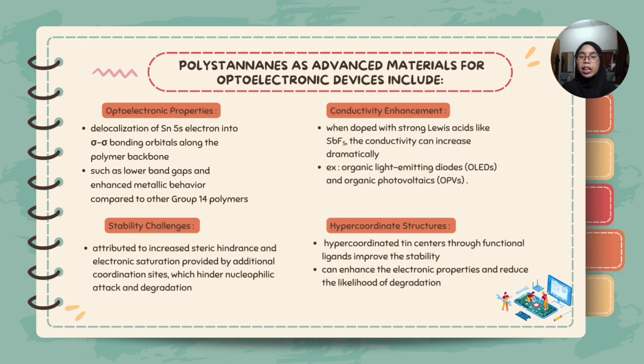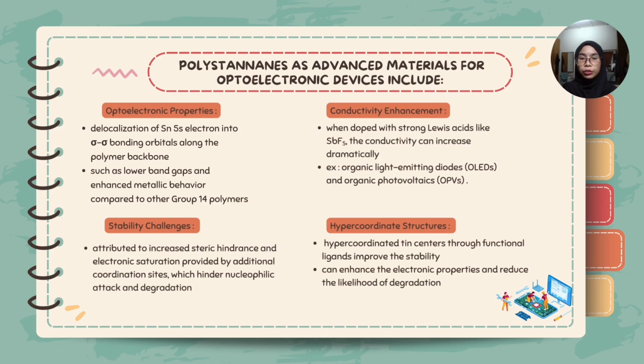Hi, my name is Nurul Ain. I will present to you the main findings of these articles. Polystannanes as advanced materials for optoelectronic devices can be included in 4 types, which are optoelectronic properties, conductivity enhancements, stability challenges, and lastly, hypercoordinate structures.